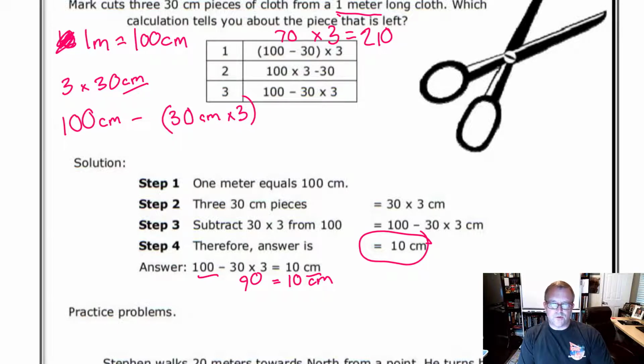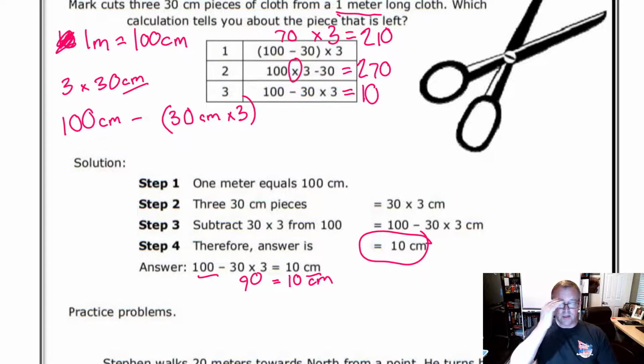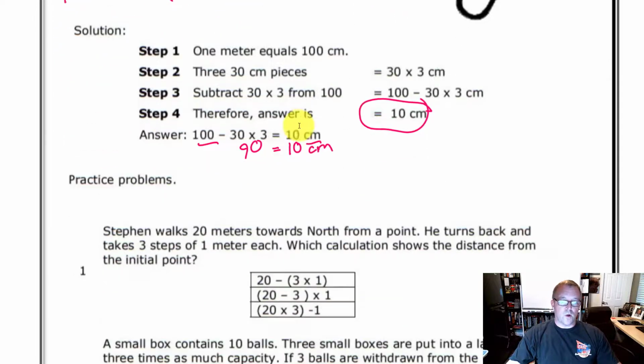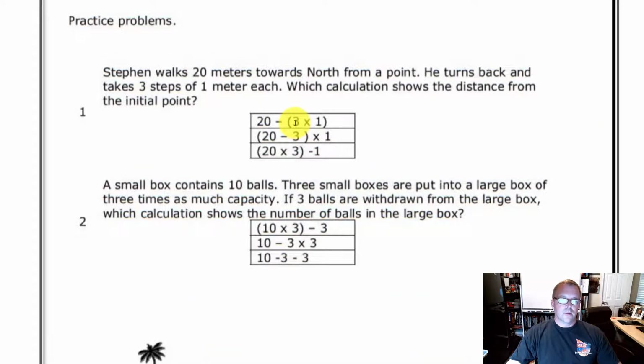Okay, which one would we do first here? We would have to do multiplication first. So this one would be 300 minus 30. What's 300 minus 30? 270. That would be incorrect as well. So the only one that would get us the correct answer is 3. 10 centimeters. I'm not writing the centimeters here because they didn't even do it in the problem. Okay, let's go down. Let's check out problems 1 and 2 and then we'll be finished.